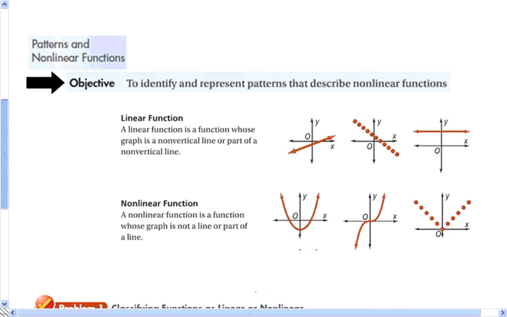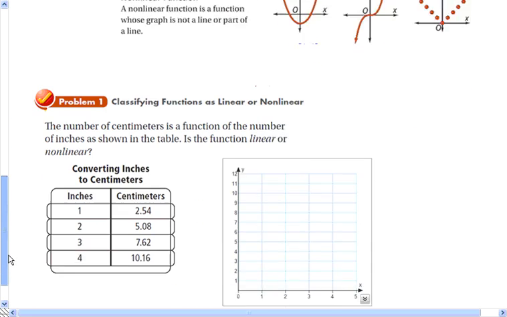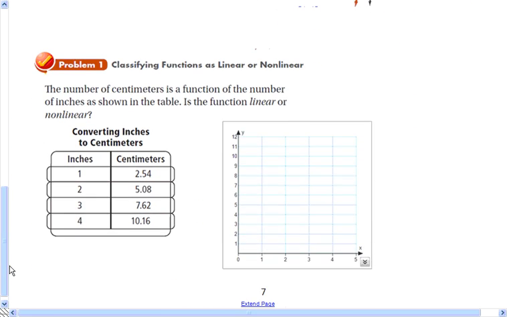All right? Sometimes functions are nonlinear, and you will know that. One easy way to tell if they're nonlinear is by making a graph of it. If it's a nonlinear function, you will get something that's not a line or part of a line. So here's some examples of linear function graphs and nonlinear function graphs. It helps if we make a graph to tell if something is linear or nonlinear.